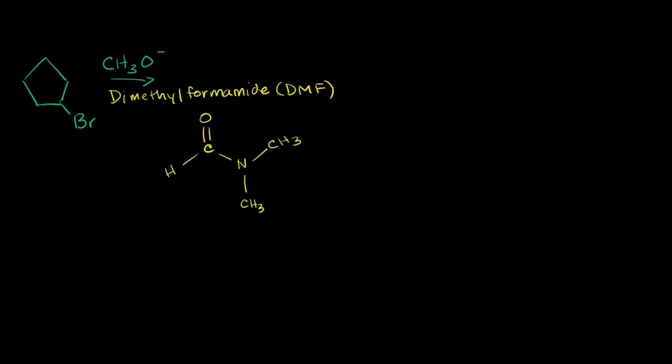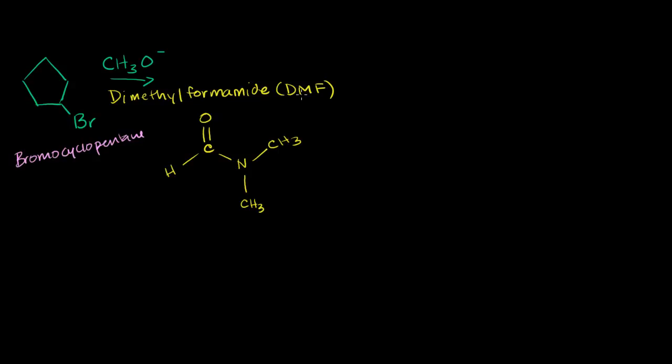What I want to do in this video is to try to figure out what type of reaction or reactions might occur if we have, what is this? This is 1, 2, 3, 4, 5. It's in a cycle. This is bromocyclopentane. If we have some bromocyclopentane dissolved in, our solvent is dimethylformamide.